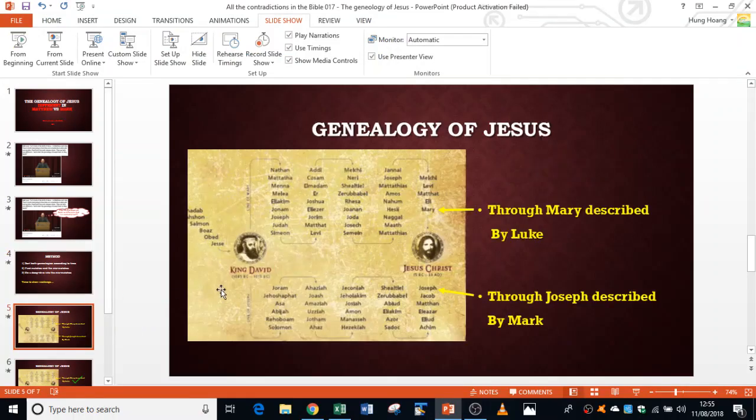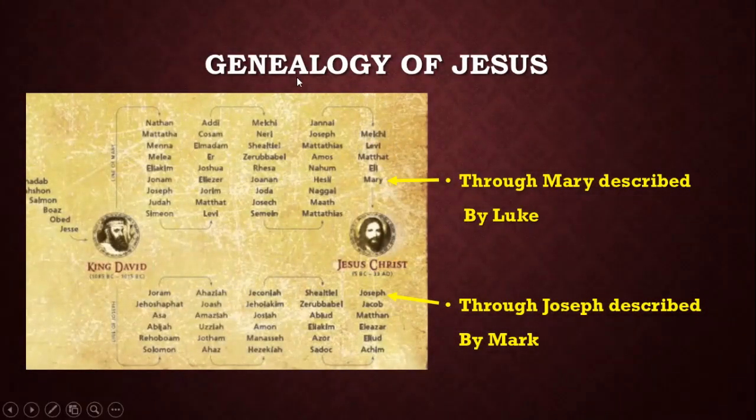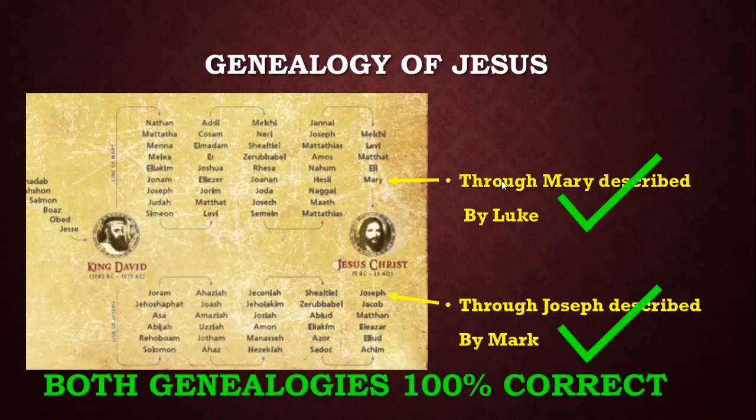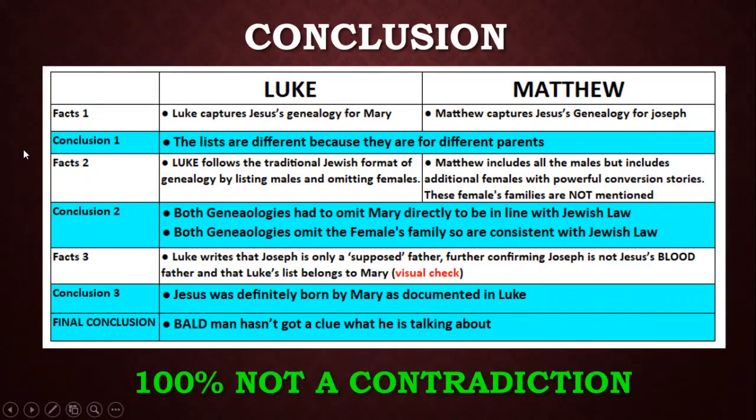So let's have a look at the genealogy, what it actually physically looks like. So this is the genealogy of Jesus. This is through Mary, described by Luke. 100% correct. This is the genealogy described by Matthew through Joseph. 100% correct. Both genealogies are 100% correct. So what is the conclusion then? So fact 1: Luke captures Jesus' genealogy for Mary. Matthew captures Jesus' genealogy for Joseph. The lists are different because they are for different parents.